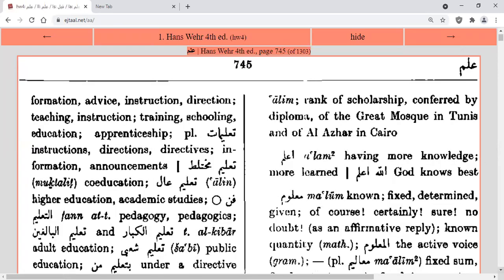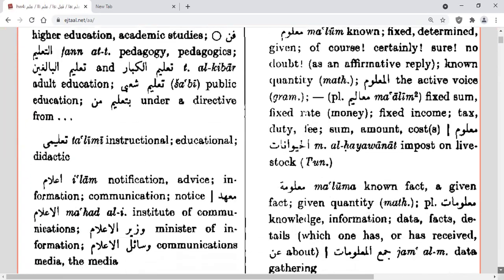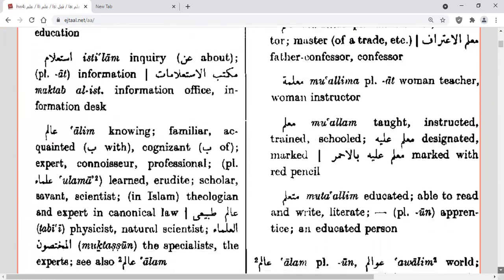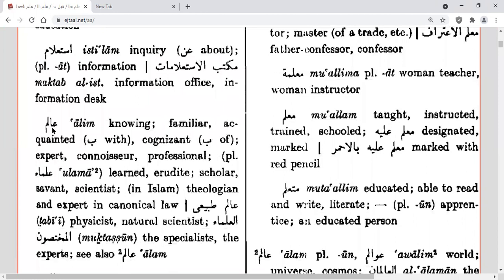So you kind of have to skip a few paragraphs. Sometimes it comes at the end. Okay, so you can see alim. Alim, this is active participle. It means knowing or learning. This is what we picked in our chart. So now I think it's clear how you can find active participle in the dictionary.